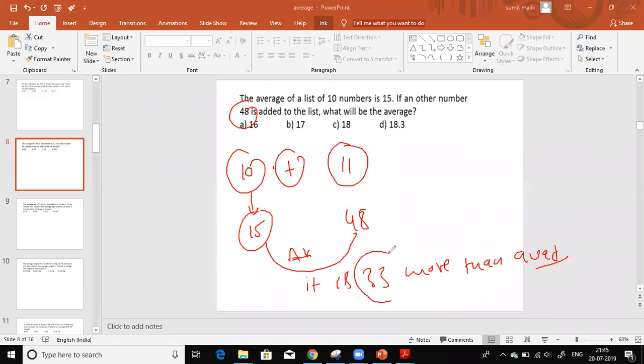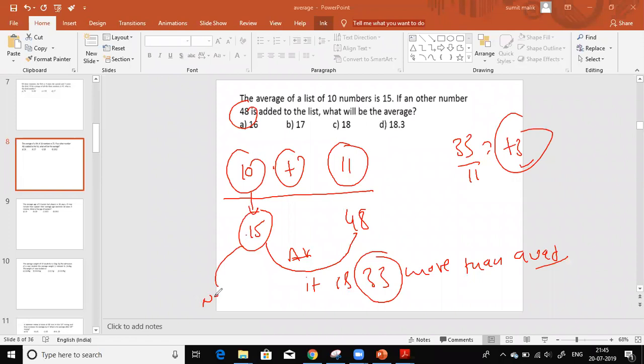It means these 33 are equally distributed among the 11. 33 divided by 11 means plus 3. So each and every one will be benefited with plus 3. So the old average was 15, and the new average will become 15 plus 3, that will be equal to 18. That will be your answer. Okay.